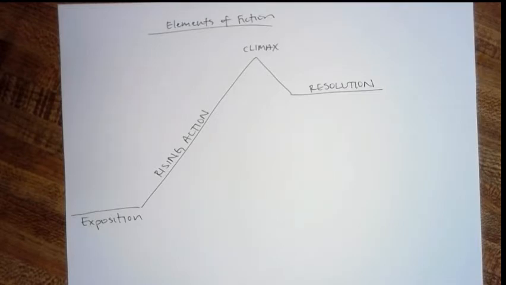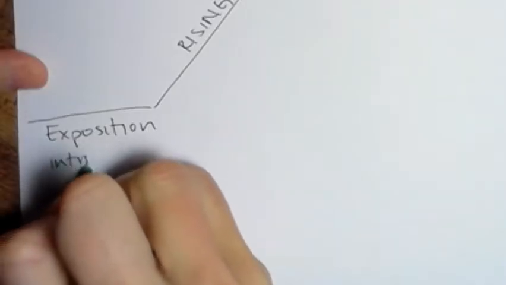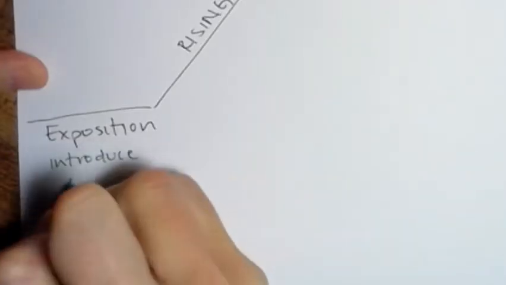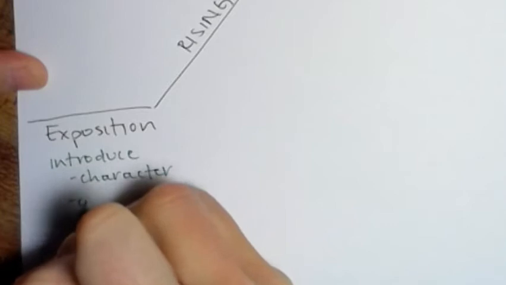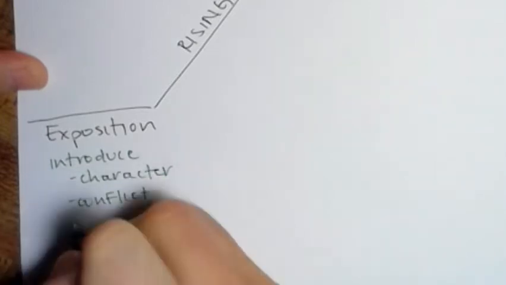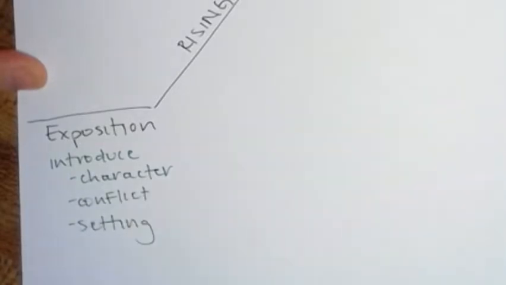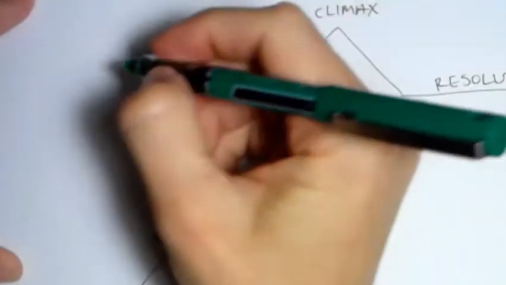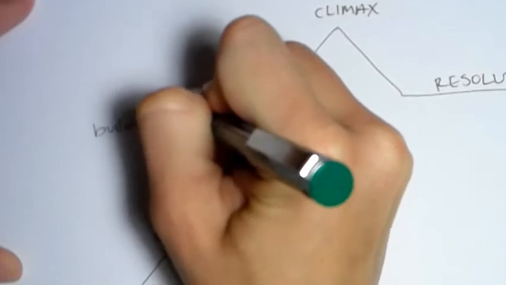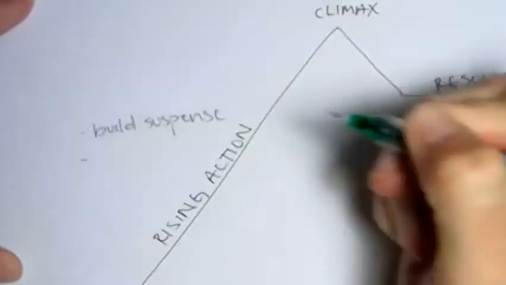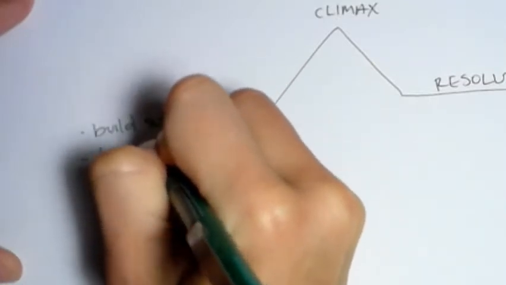So the purpose of the exposition is to introduce characters, conflict, setting. All right. The purpose of the rising action is to build suspense and to sort of develop character.